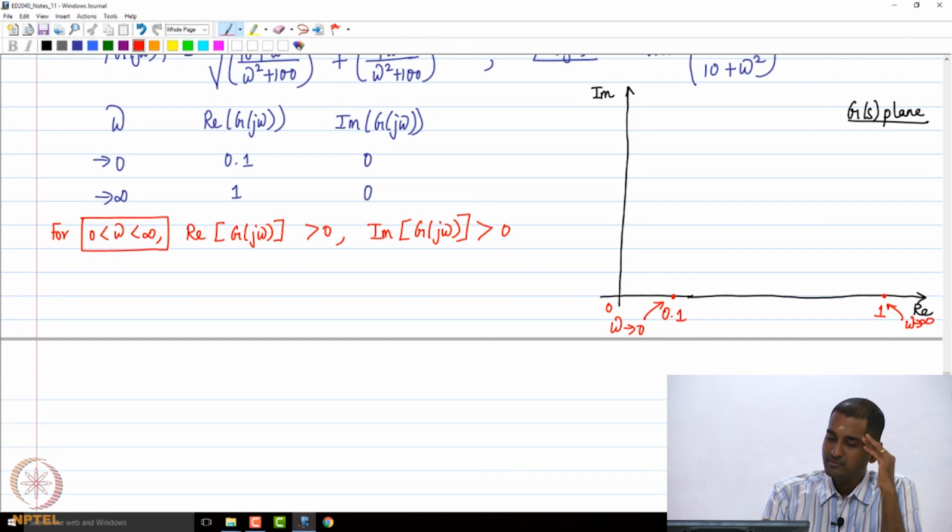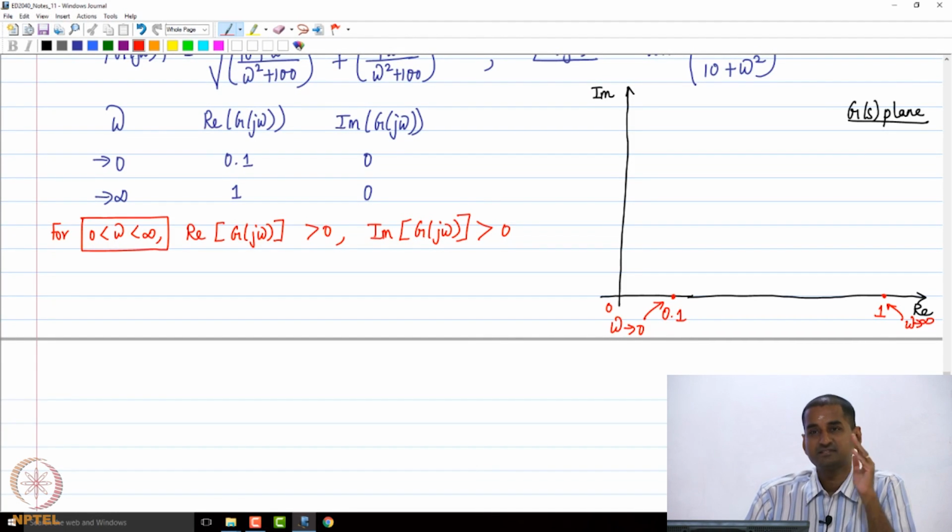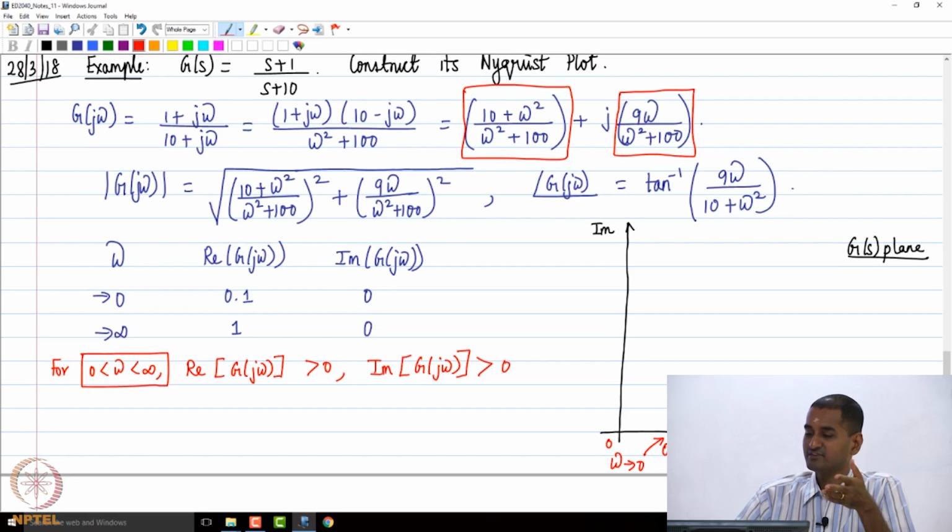And as I told you, sometimes you can use intuition. By and large, when you have these first order factors and such transfer functions, you could try out an equation of a circle to see whether that will be the Nyquist plot. So, if I want a semicircle whose endpoints are 0.1 and 1, what should be its center? 0.55. And what should be its radius? 0.45. I leave this as homework.